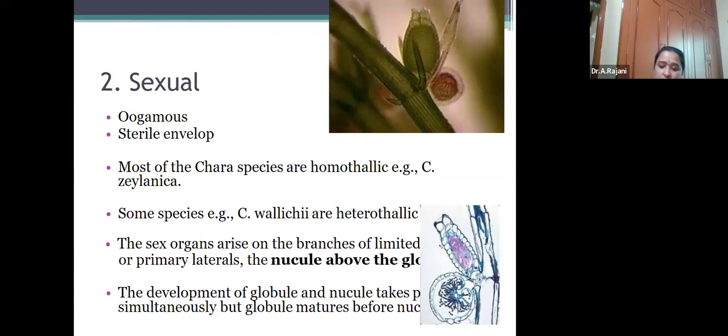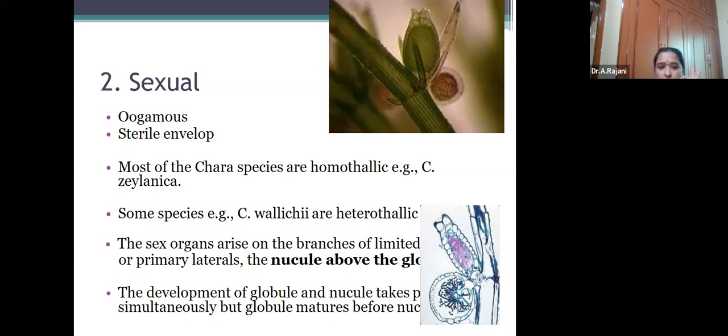Here is another very important point: in Chara, asexual reproduction is absent. Only which reproduction is there? Two reproductions: the first is vegetative, the second is sexual reproduction. Which one is absent? This is also important. In Chara, which reproduction is absent? Asexual reproduction; spores are not produced in Chara. That's why asexual reproduction is totally absent.